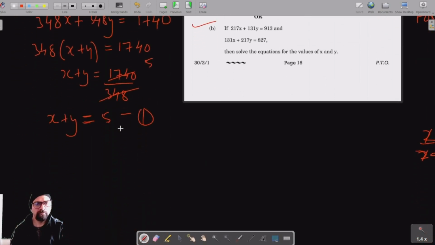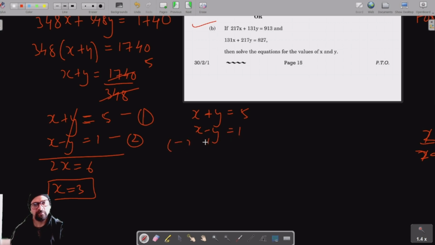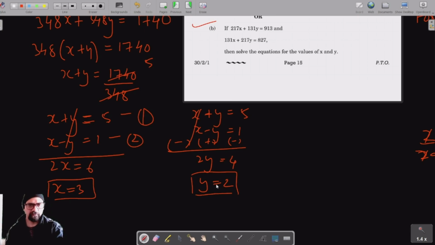So we have two equations, x plus y is equal to 5 and x minus y is equal to 1. If we add them, it gives us 2x is equal to 6, which gives us x is equal to 3. And let's subtract them once again. So x plus y is equal to 5, x minus y is equal to 1. Subtracting them will change the sign, so this gets cancelled. It's 2y is equal to 4 and y is equal to 2. So the value of x is 3 and y is 2.